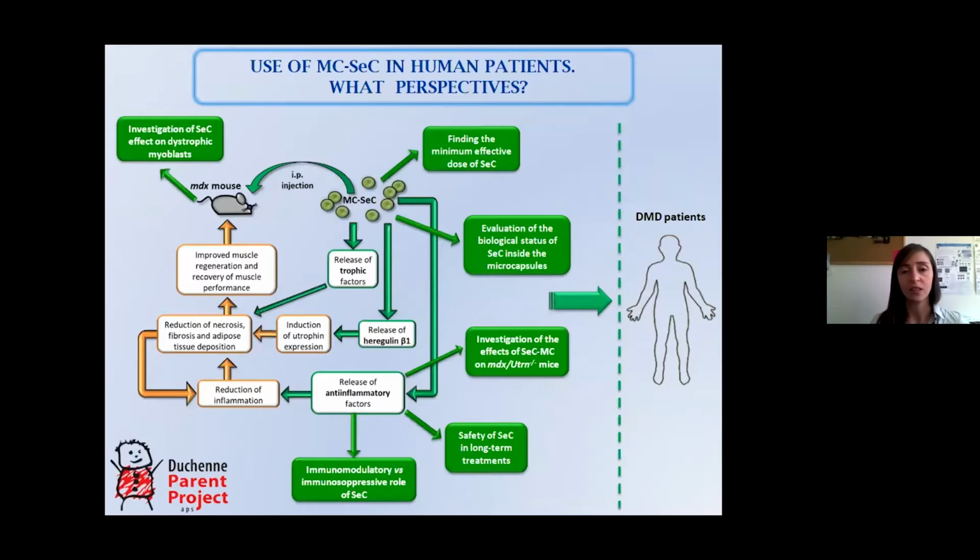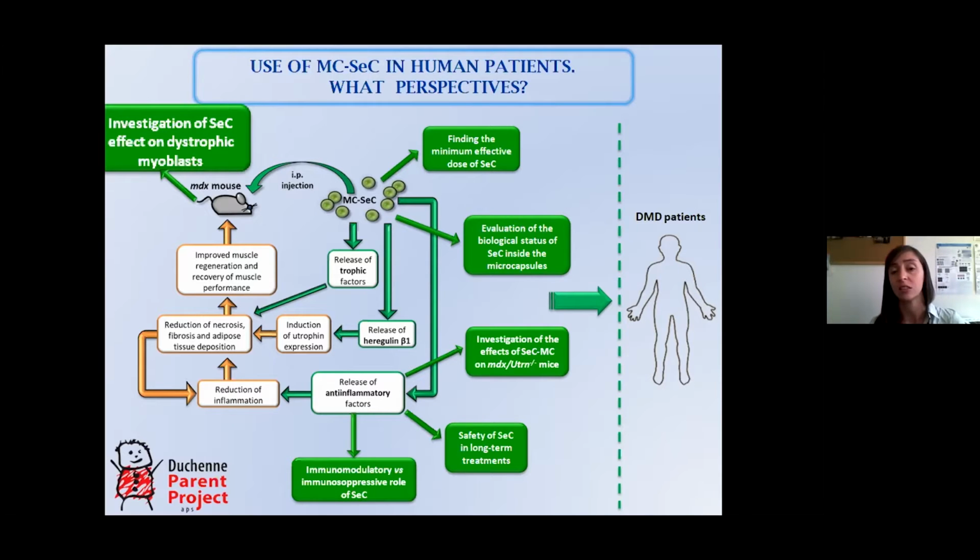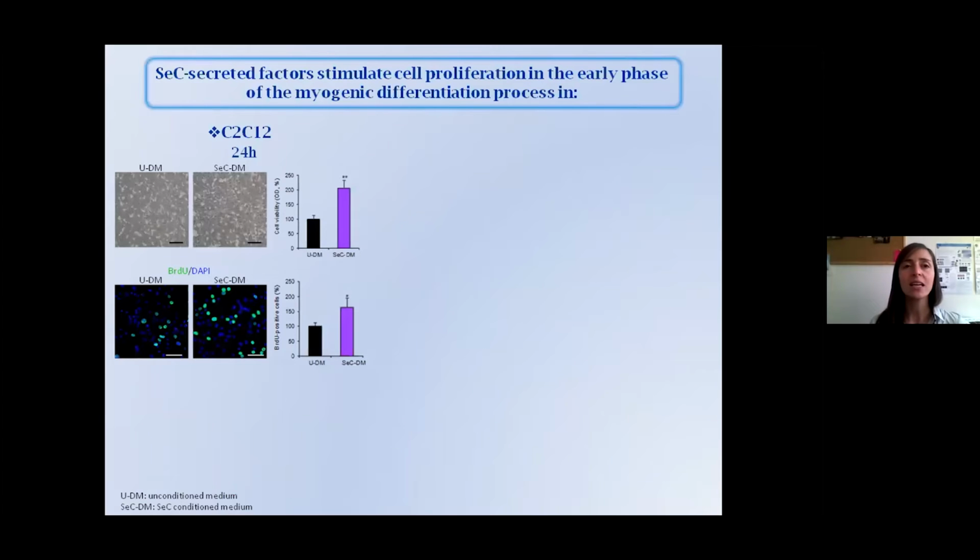To go on with this investigation, as part of a larger project funded by the Duchenne Parent Project, we decided to study the effect of Sertoli cells on myoblasts, co-culturing Sertoli cells with C2C12 or human healthy and dystrophic myoblasts, or using a medium conditioned by Sertoli cells. So, first of all, we observed that in murine C2C12 myoblasts, the presence of Sertoli cells after 24 hours of differentiation determines an increment of the number of myoblasts, as we can see by phase contrast microscopy, and as we have confirmed by MTS assay and BrdU positive cells.